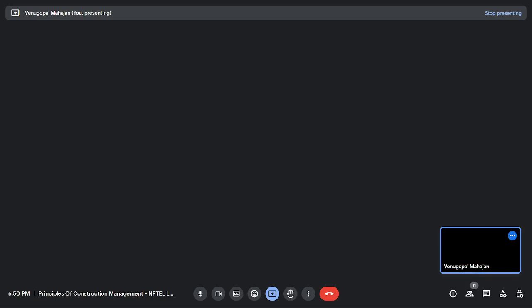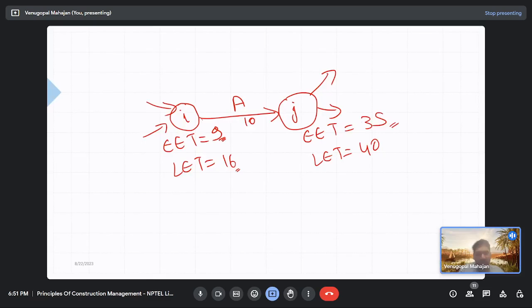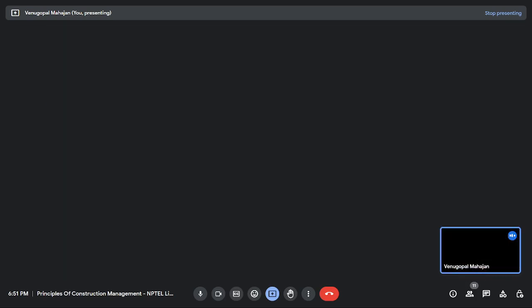So what does this show? At the earliest we can reach the start event of activity A at the end of the ninth day, and at the latest we can reach its start by the end of the 16th day. What does this EET mean? If you complete it, at the earliest you can reach the head event, or the finish event, of activity A by the end of day 35, and at the latest by day 40 without affecting your project duration. So that means the total float here becomes, TF for A is equal to 40. At the latest you can finish by 40.